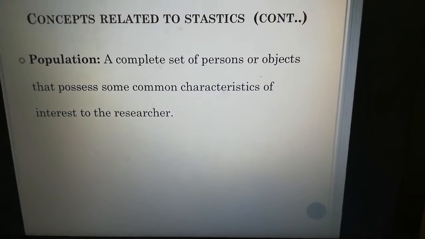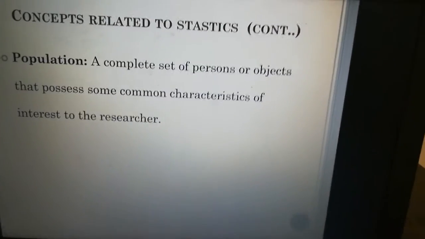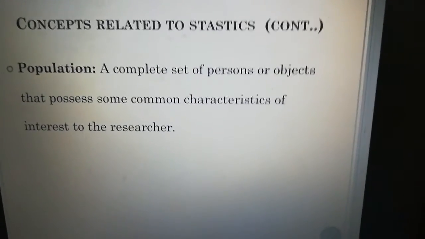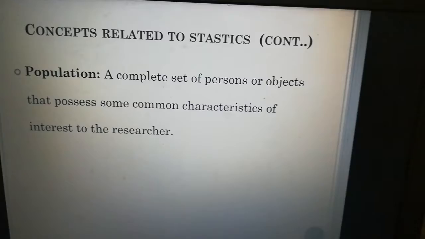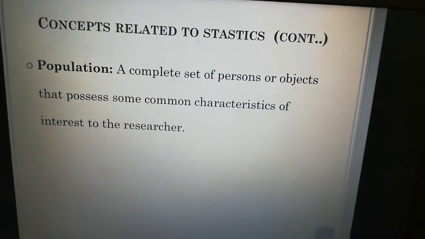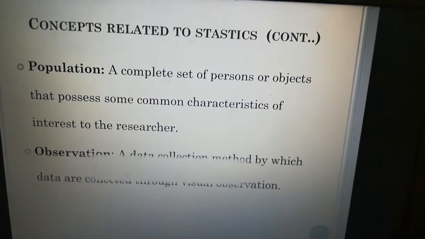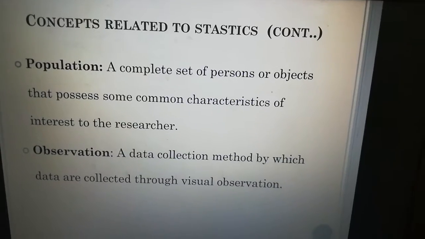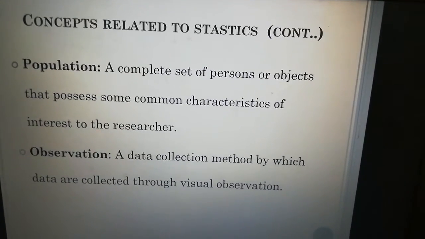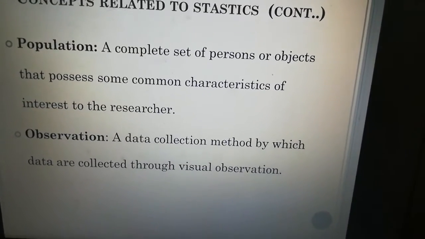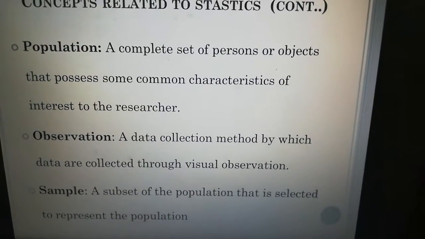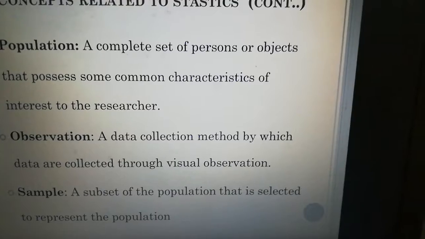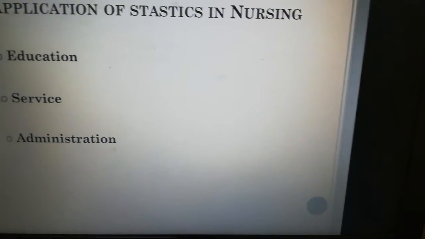Next is about the population. It's a complete set of persons or objects that possess a common characteristic, which is the interest of the researcher. An observation is the method by which data are collected visually. And a sample is the subset of the population that is selected to represent the population.